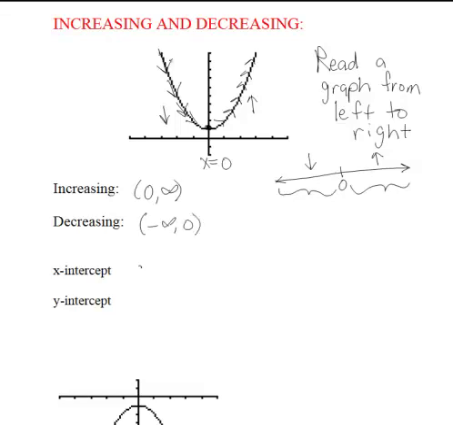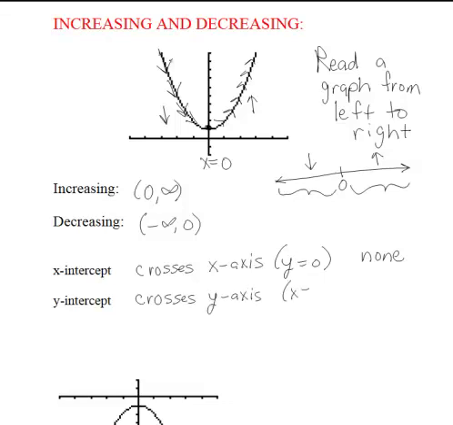The x-intercept is where it crosses the x-axis, or where y is equal to 0. As you can see, this graph has no x-intercepts. It doesn't cross the x-axis, just by looking at the graph. The y-intercept is where it crosses the y-axis, or where x is 0. We see that that is y equals 1, so our y-intercept is the point (0, 1).